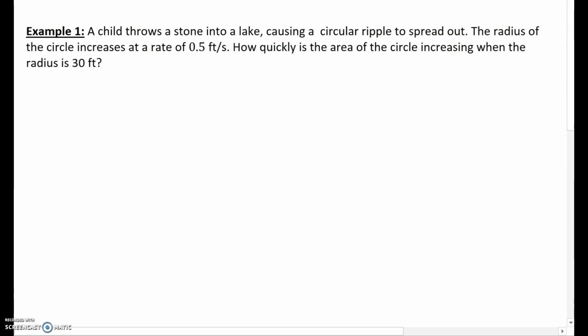Child throws a stone into a lake, causing a circular ripple to spread out. The radius of the circle increases at a rate of 0.5 feet per second. How quickly is the area of the circle increasing when the radius is 30 feet?